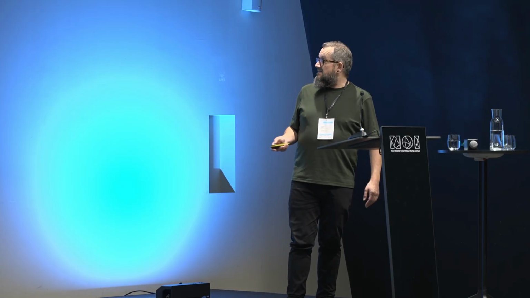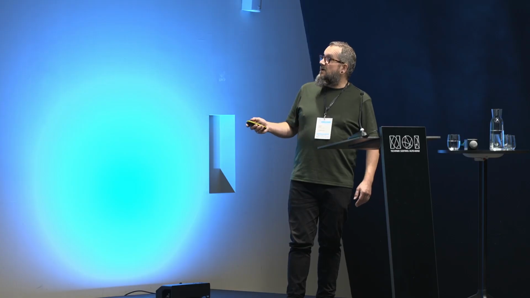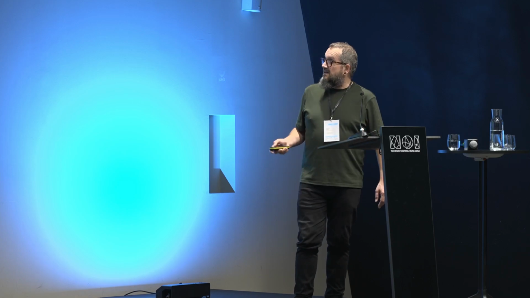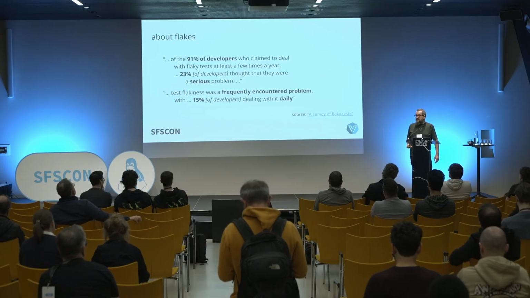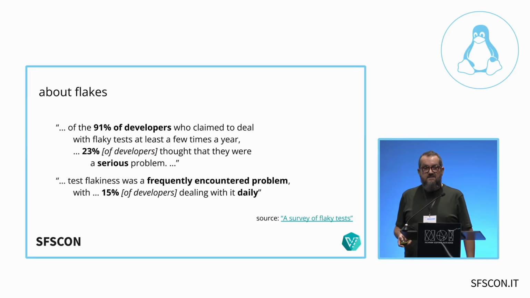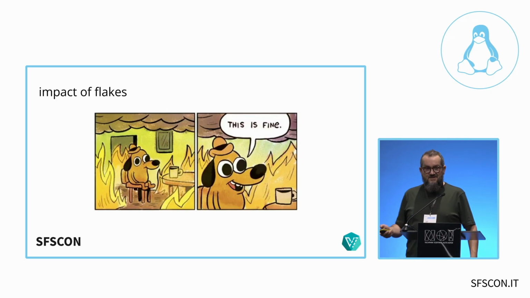Why is this a problem? The developers that have been interviewed by a meta survey, the survey of flaky tests that I've been talking about earlier in a session two years ago, were largely of the opinion that it is a serious problem, and 15% of the people that encountered it were handling these cases daily. So this is fine, the obvious meme, obviously.